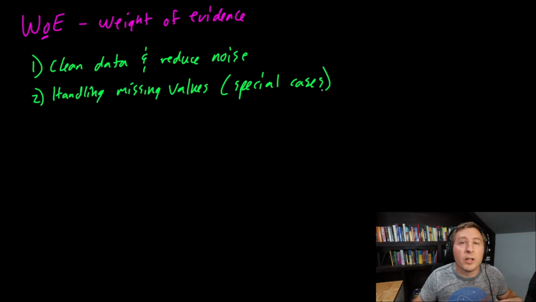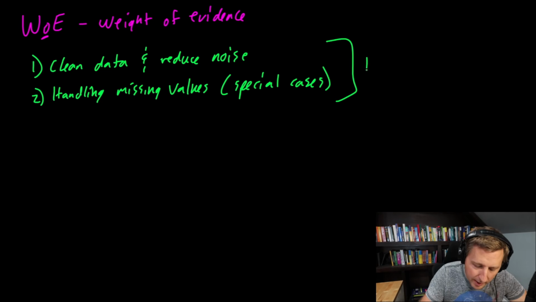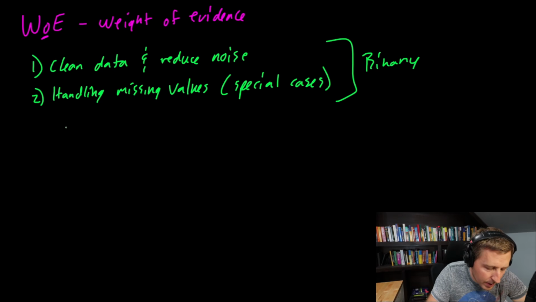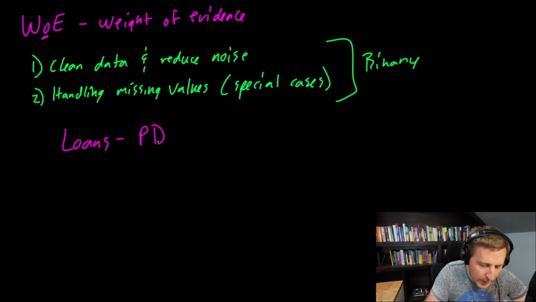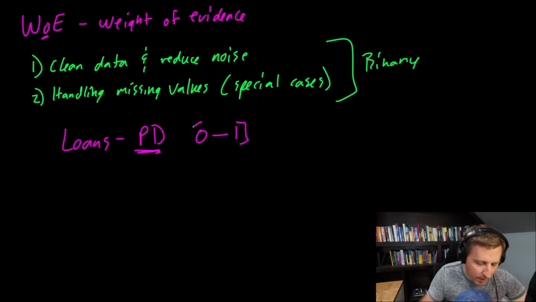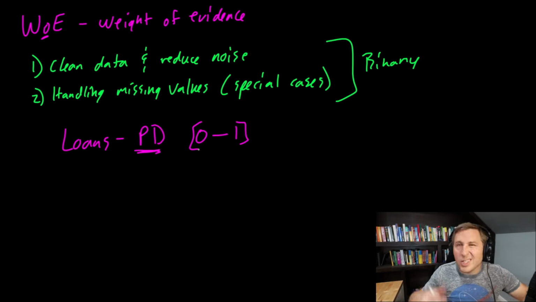Just to dive into a little bit of the theory, these are used on binary classification examples, so I'm going to put binary. The example we're going to use today is going to be loans, and it's going to be probability of default, which we call PD. You can have a value from 0 to 1, inclusive of both. Let's use income as a good example of a variable here, to show what weight of evidence is actually doing and why it's important.